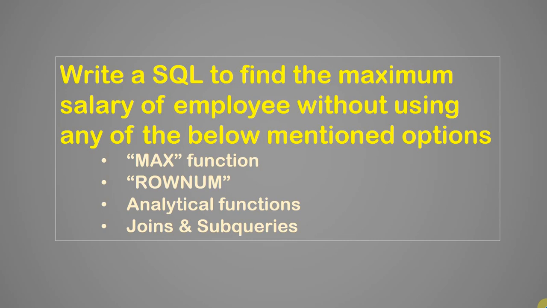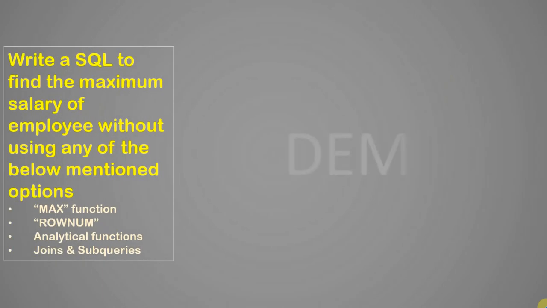Of course, in real time, we are going to use only the max function to find the maximum salary, but these kinds of questions will help us to understand the language much better. Fine. First, let me show you how to find the maximum salary without using the max function, that is, using options like rownum, analytical functions, joins and subqueries. Then we will see how to write a query to find the maximum salary without using any of these options.